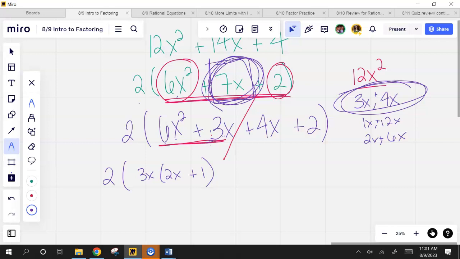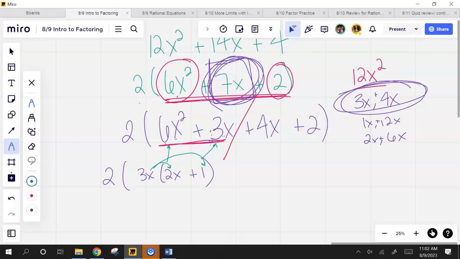The 2x what? Okay, so yes, if I were to do this, 3x times 2x is 6x squared. 3x times 1 is 3x. Remember, it's always the backwards of distributing or multiplying. Okay. Are you with me? I appreciate your honesty. Do you see why I use 3x? Do you see how I divided both of those by 3x?